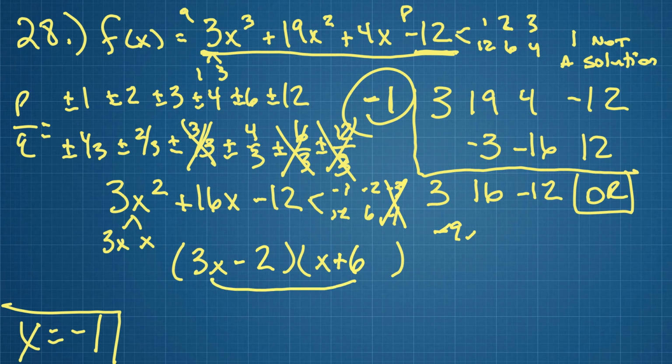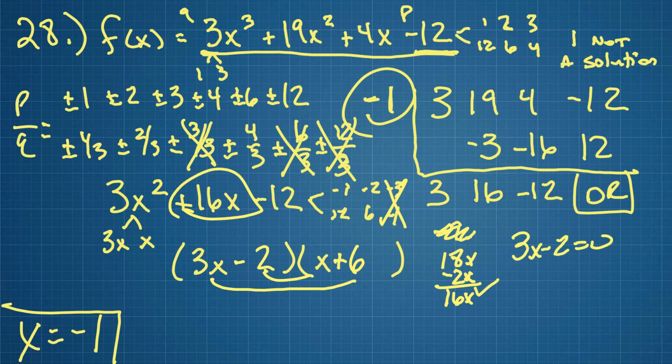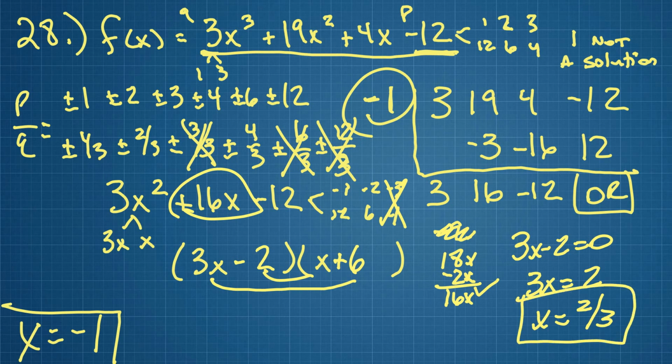3 times 6 is 18x. Negative 2 is negative 2x. Together, that is 16x, which is what I want. So that works. So that means I have 3x minus 2 equals 0. I get 3x is equal to 2. X is equal to 2/3 when I solve it. There's one answer. X plus 6 equals 0. X is equal to negative 6. So those are my three answers.